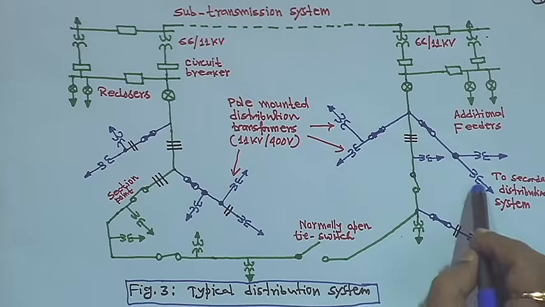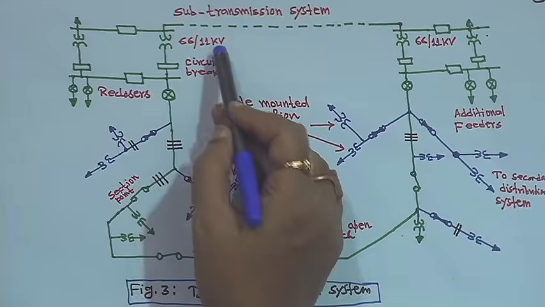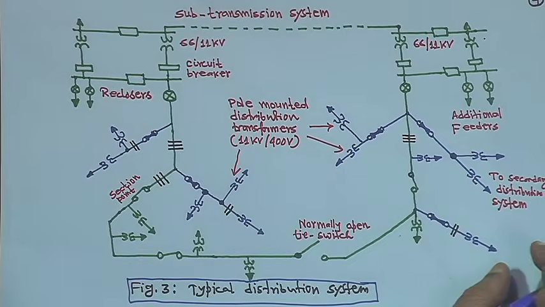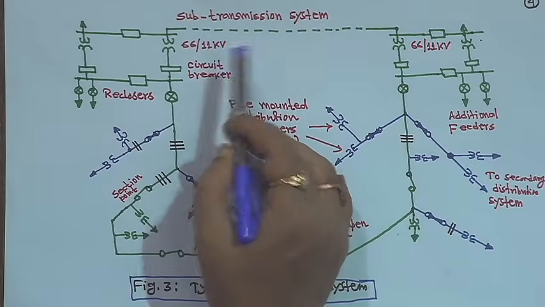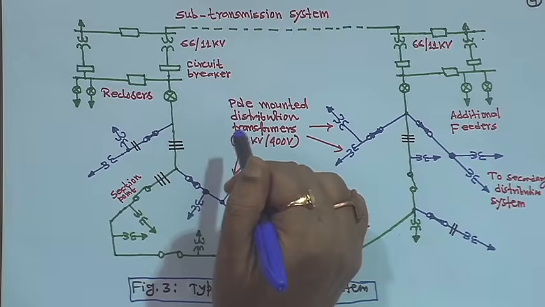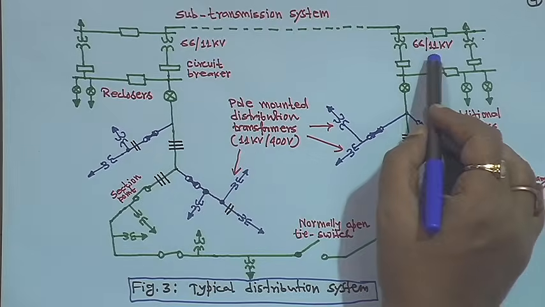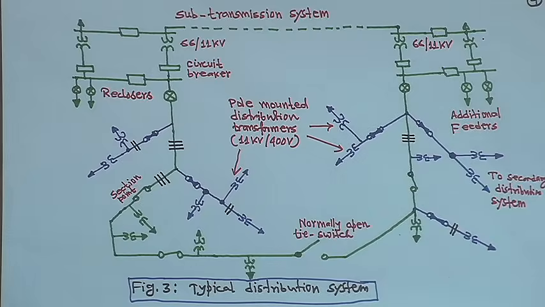These are all pole mounted transformers, and here it shows 66 by 11 kV, but in many parts, or hilly areas, it may not be 11 kV. In some cases it has a lower voltage level, maybe 6.6 kV, in some cases even 3.3 kV, right. But the standard in most places is 11 kV, right. And this is the schematic diagram of a typical distribution system.